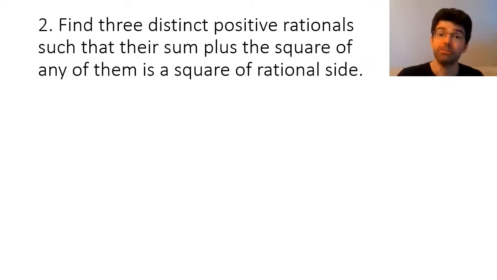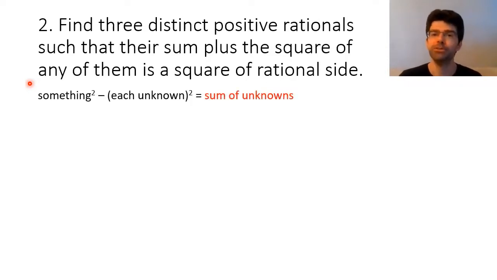Another advantage of being able to generate multiple solutions quickly by using different factorizations is apparent in the next problem we're going to look at, which is to find three distinct positive rationals such that their sum plus the square of any of them makes a square of rational side. Again, start by thinking about the squares. We've got 6 of them in this problem, and they fall into 3 pairs, each of them a set distance apart, that distance being the sum of the unknowns that we are eventually trying to find.